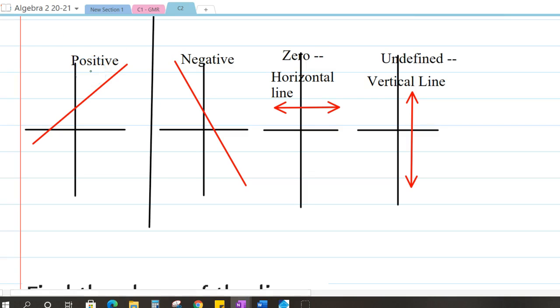Now here's a quick cheat sheet. Positive is going up. Think about it. If your bank account is going up, up, up, that's a very positive thing. So a positive slope is going up.